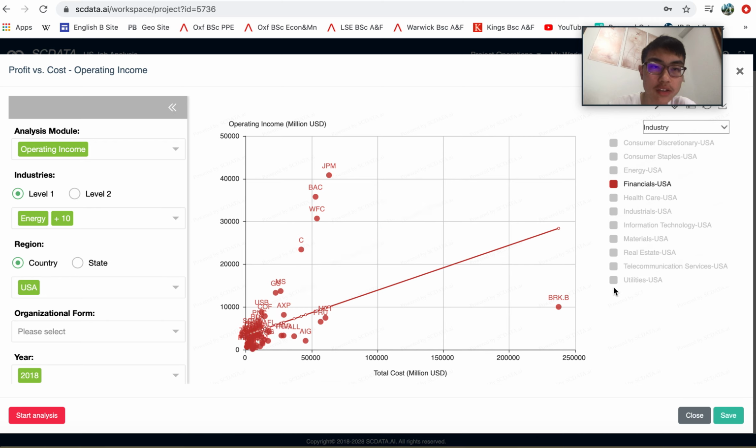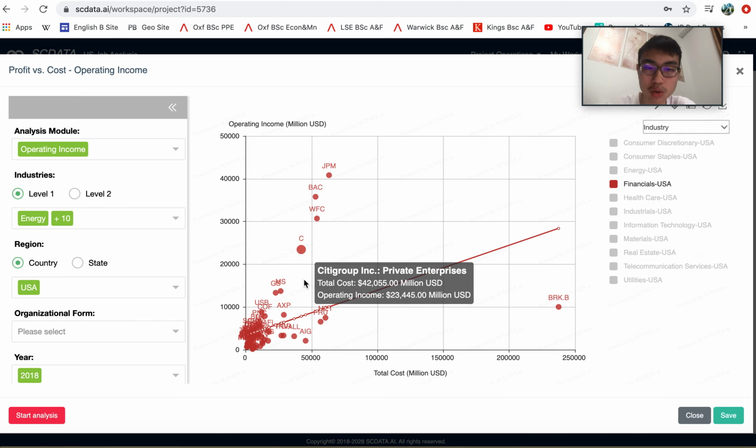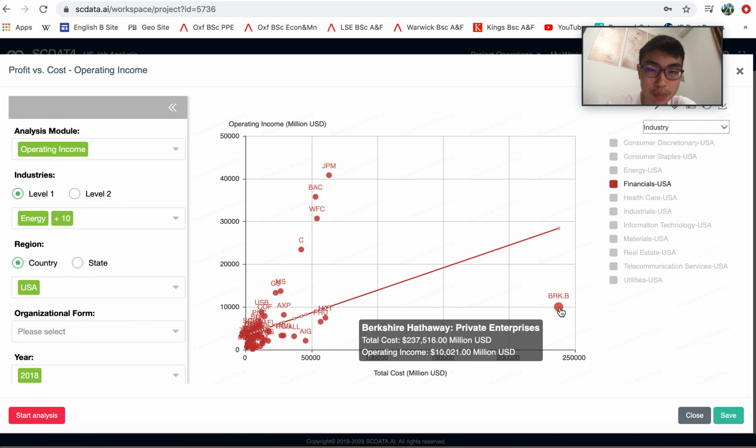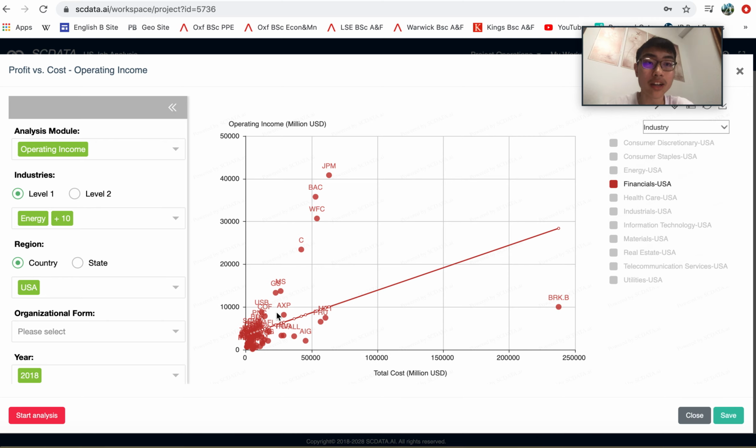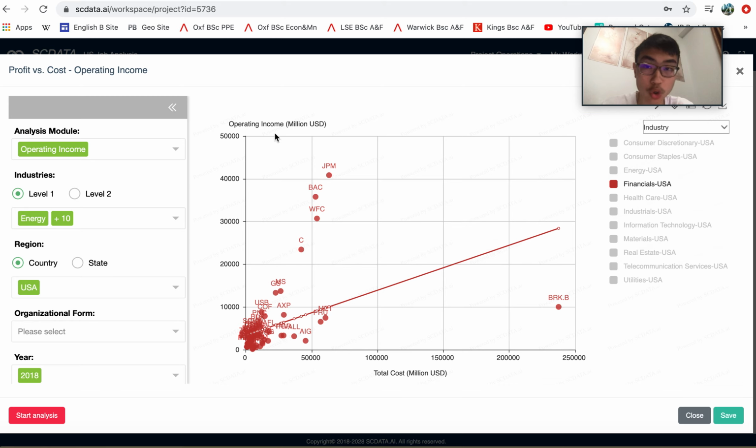Okay. Yeah, so now you can see finance. We got JP Morgan, Bank of America, Wells Fargo, Citigroup, as well as Berkshire Hathaway. Yeah, and now we see a lot of companies right here. So we're able to analyze a particular industry, looking at the cost and revenue.